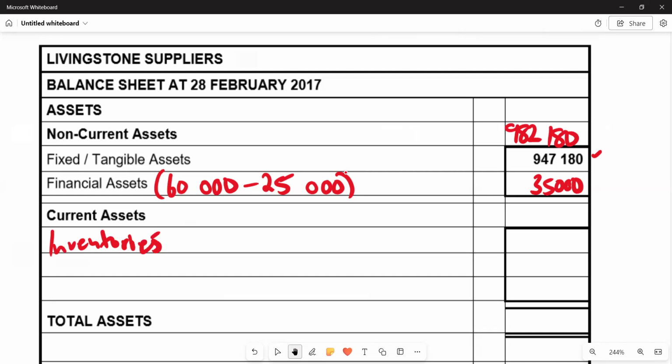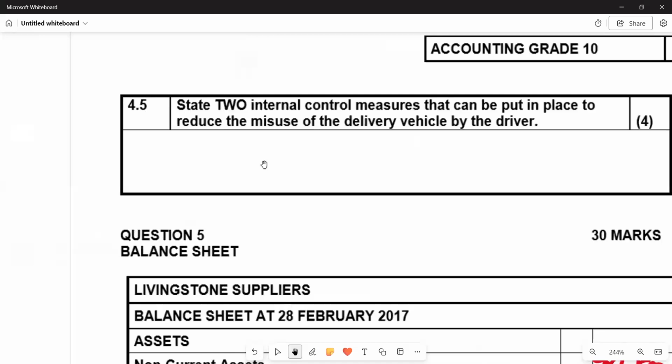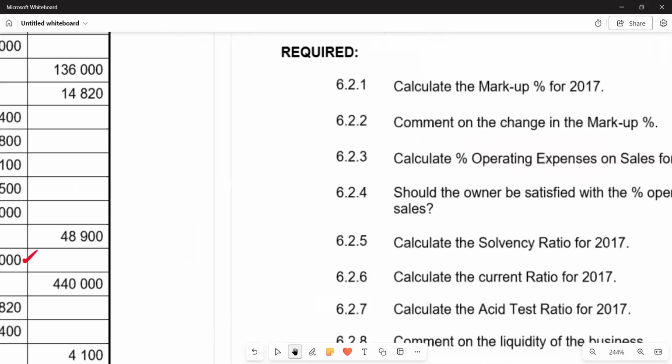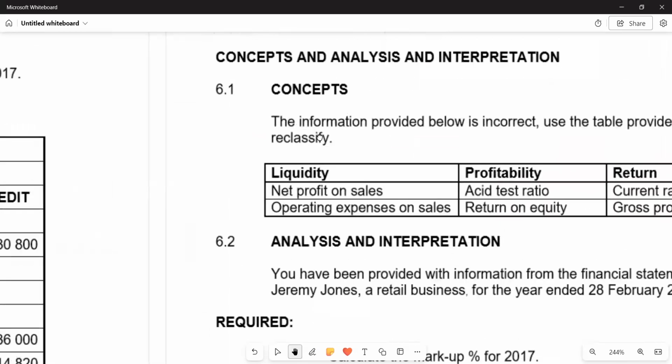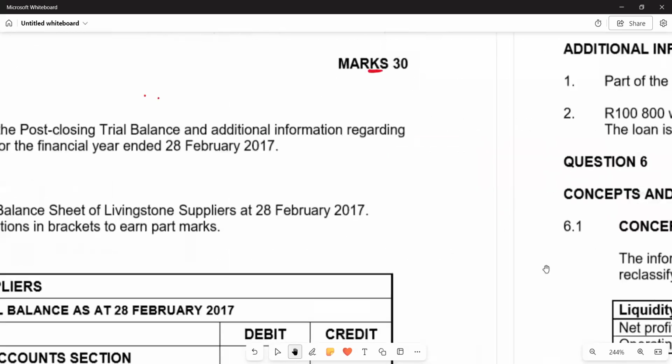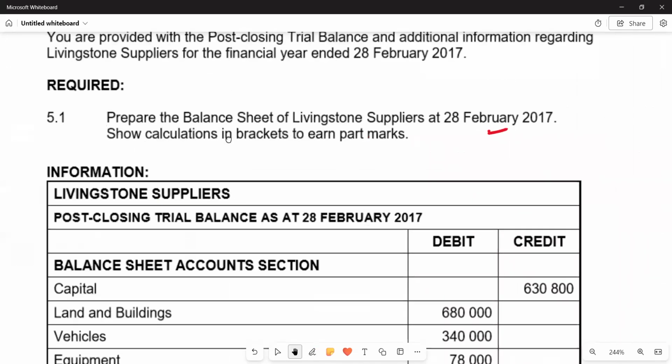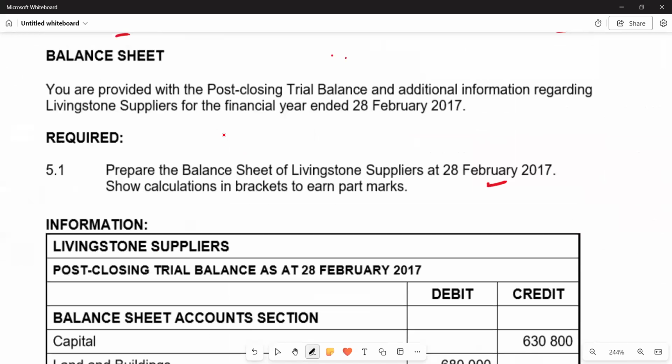Depending on the question, let's check in terms of our question what elements of stock we have. If you come here, you'll see that in the trial information we are not told anything, but we know that this is the balance sheet at 28th February 2017. That is the time that we are preparing for the financial year end, which is 28th February 2017. So it means the closing stock figure, we are going to find it in the trial balance.